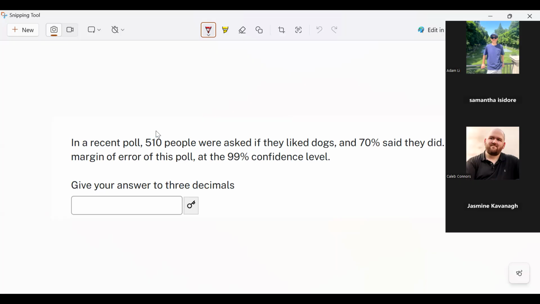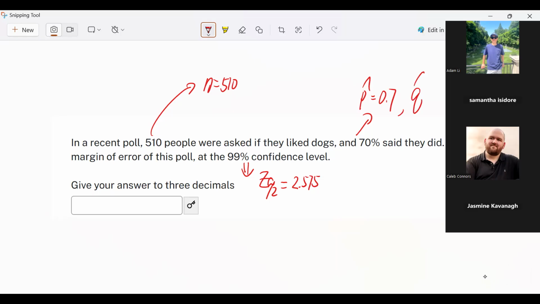I got 0.0523, because your n is 510, your p-hat is 0.7, and then the z-score for a 99% confidence level is 2.576. If you're using Excel, it'll be 2.576, probably. That's close. And then you plug everything into the equation for E.